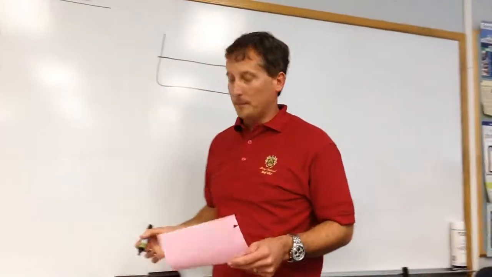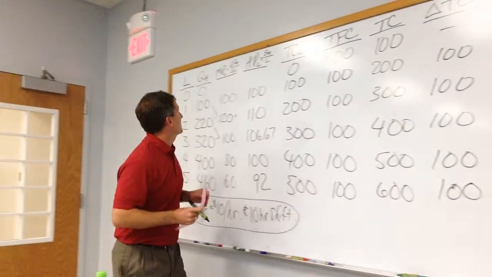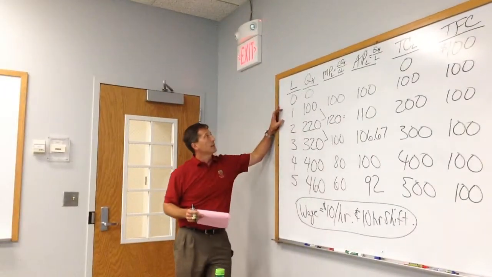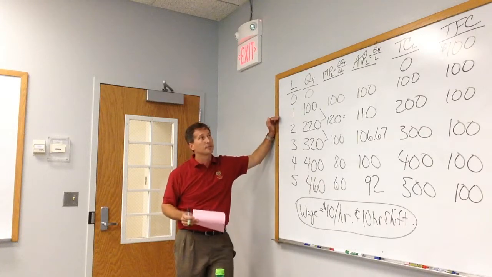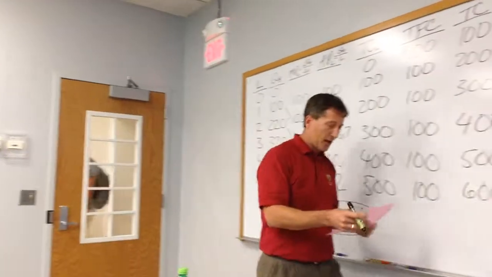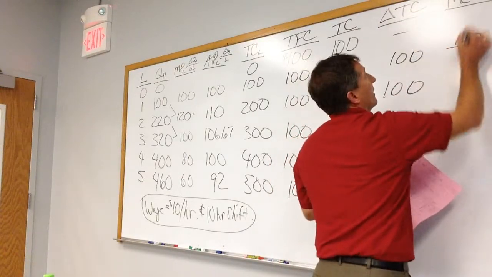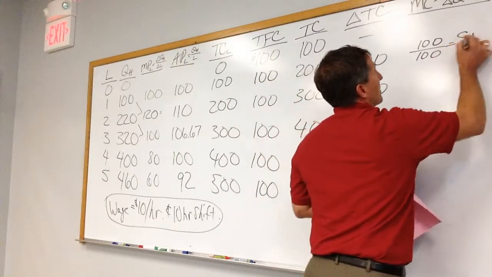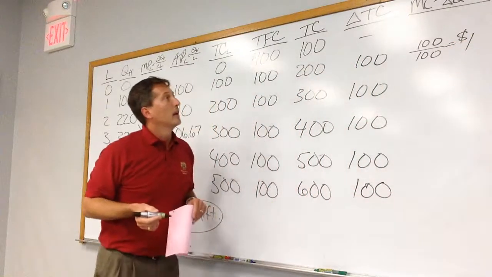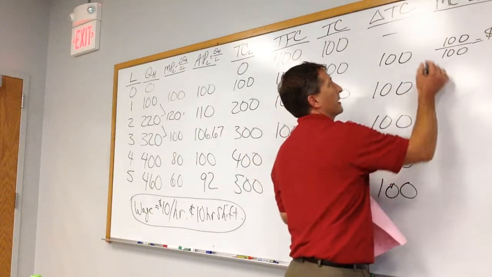Our final column. And what is the marginal cost associated with production at 100 hamburgers? $1. Each hamburger is running $1. So cost changed by 100 divided by the change in quantity. I added 100 hamburgers. It's $1. The next one is a little different though.